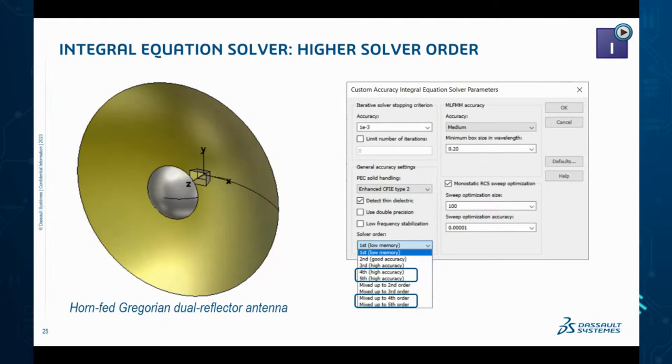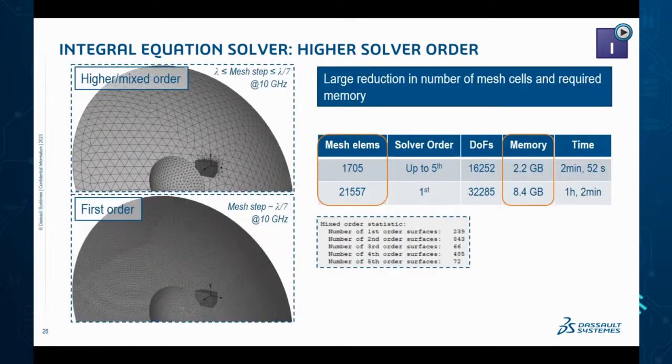It might sound a little bit complicated, so let's take a look at one of the examples. We have here a dual reflector antenna with its feed, and you can see that on the top we are using this higher mixed order. On the main dish we have big elements, big triangles, that are using this higher order solver. Closer to the feed, you can see there are a lot more triangles. That would be the lower order mesh, but it's still accurate enough.